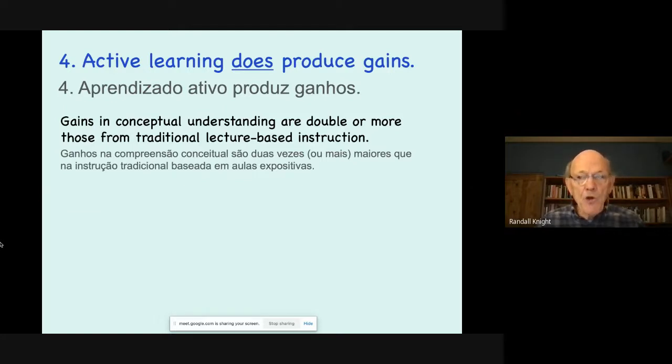At the same time, though, people are worried that if you're spending more time on conceptual problems, you're spending less time on problem solving and quantitative analysis. And so students' gains in conceptual understanding might be balanced by losses in their ability to solve problems. And ultimately, of course, in physics, we judge a student's success by their ability to solve problems.